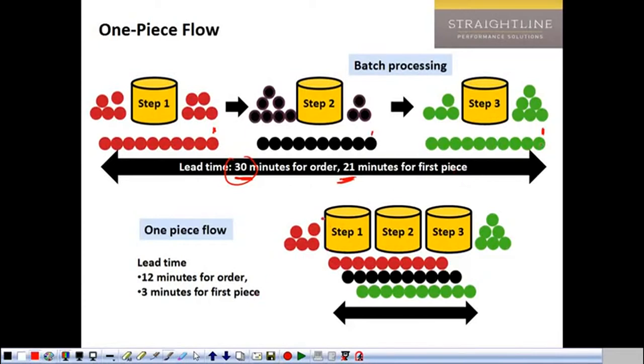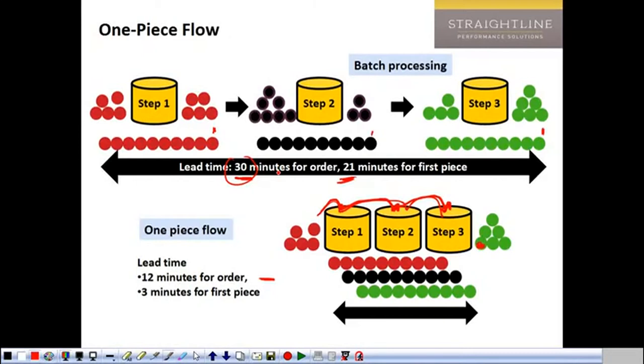Now, if we're not doing that, if we're putting one in, and as soon as that's done, we're moving it into step 2, and as soon as that's done, moving it into step 3, here's the advantage. You can actually move the lead time from 30 minutes to 12 minutes for the entire order, and 3 minutes for the first piece. So the first piece goes bam, bam, bam, and comes over here in 3 minutes, as opposed to waiting for all these others. So that's the advantage. This is all the good side to One-Piece Flow.